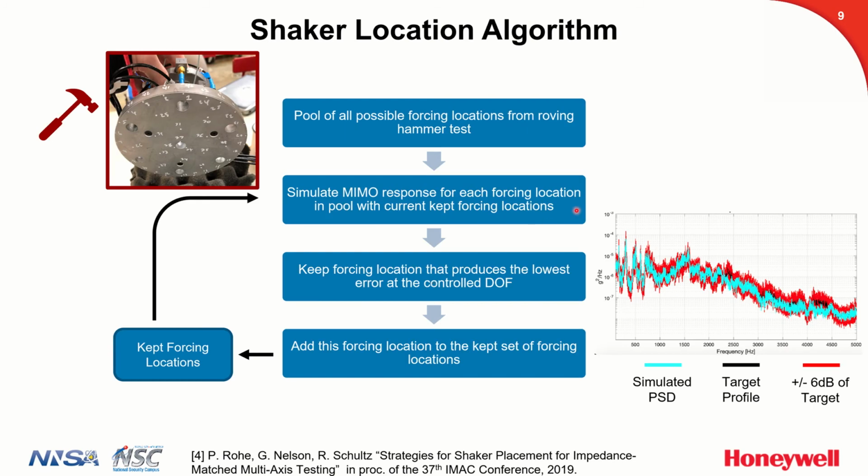All right, so basically our approach was we have a set of points that we might control to. We pick one of them and we simulate MIMO control using just that point. And we do that for every point on the plate, and whichever one gives us the best match between the target and the control profile, we keep, and then we go and add another point. And so doing this iteratively, we come up with the 6 points that we can use with our 6 shakers to most accurately reproduce the environment.